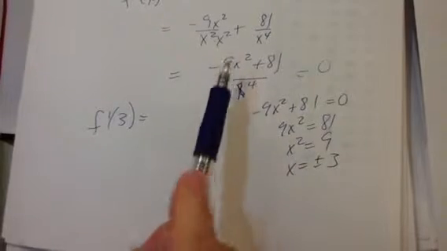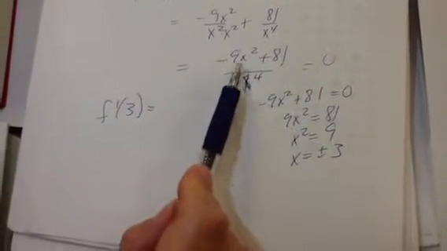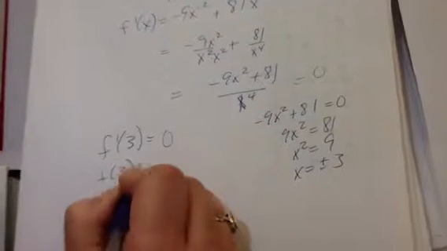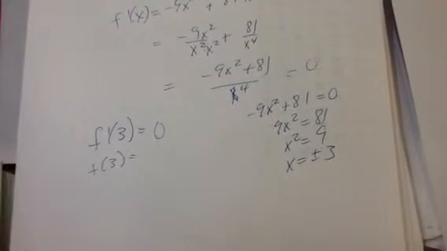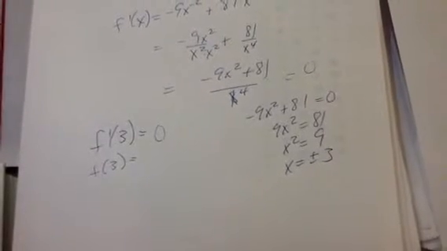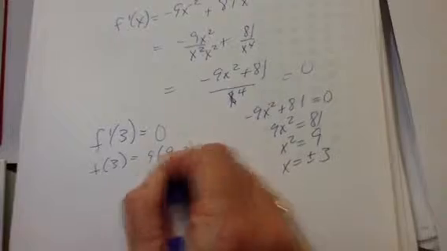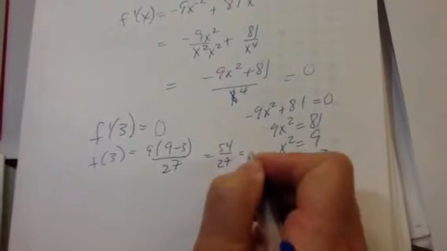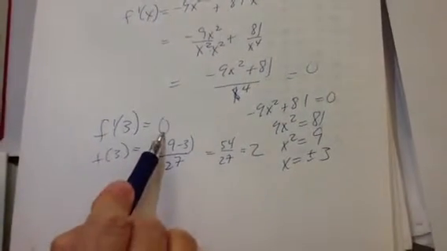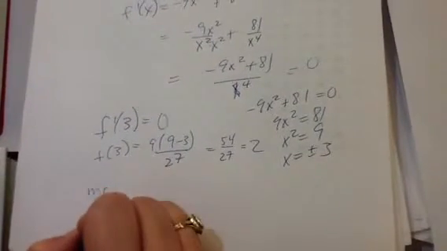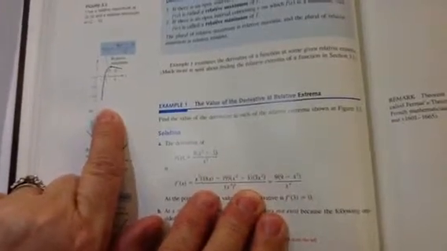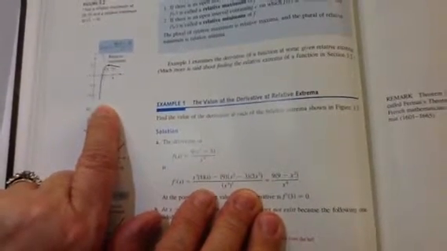All right, so I plug in 3. If I plug 3 into this one, negative 9 times 9 is negative 81, plus 81, I get 0. Where does that point occur? Plug it where? In the original. So now I have 9 minus 3 over 27, which is 54 over 27, which ends up being 2. So you have a maxima at 3, 2. Max at 3, 2. Does that make sense to everybody? Got it?